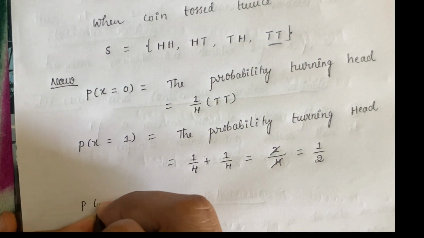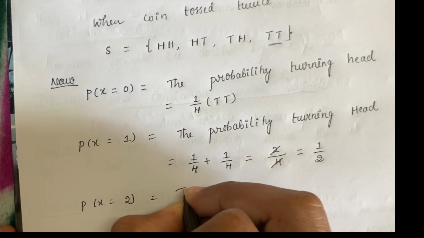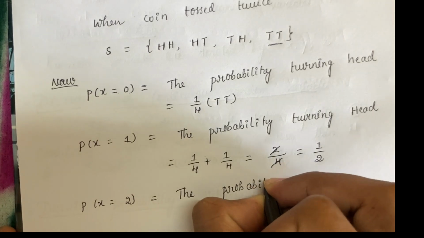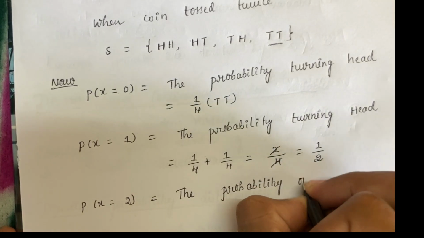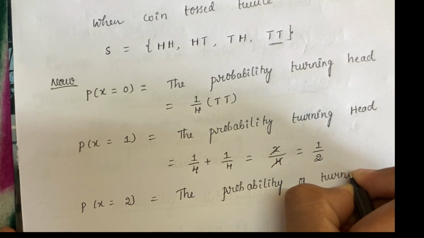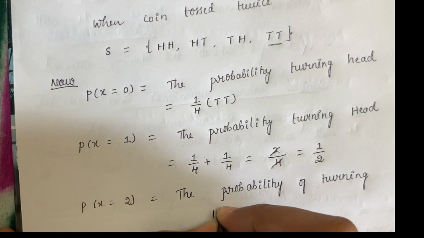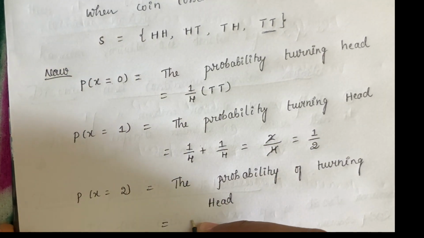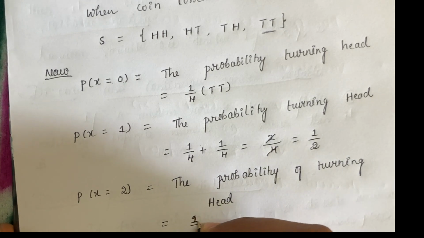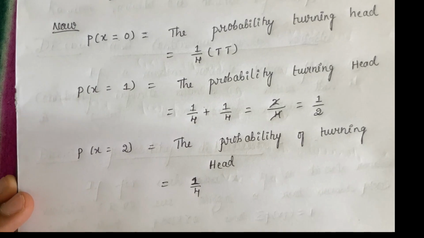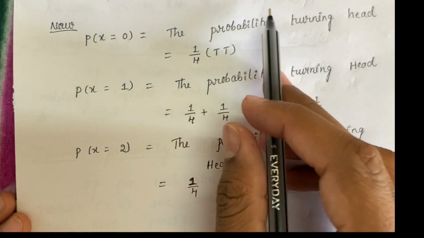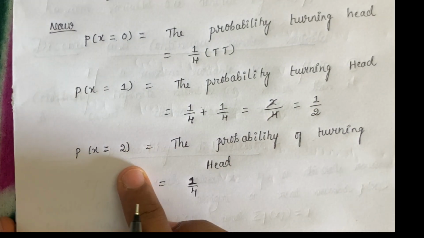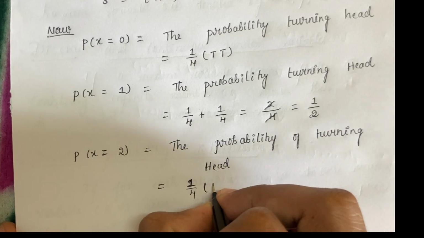Similarly, if I take x is equal to 2, then the probability of turning 2 heads, that we can write as 1 divided by 4. So out of 4 possibilities, there will be 1 which turns 2 heads, which contains the x value 2. That is equal to 1 by 4.